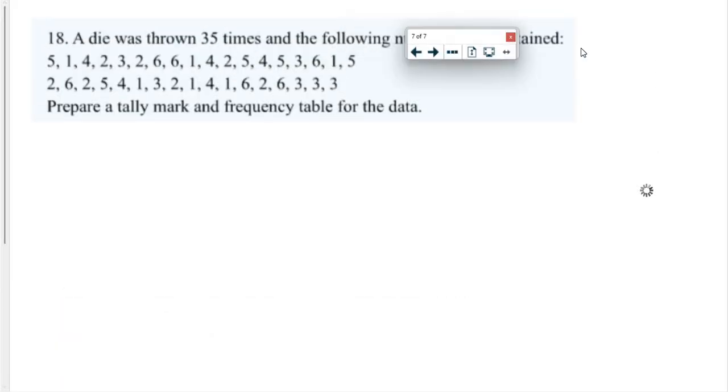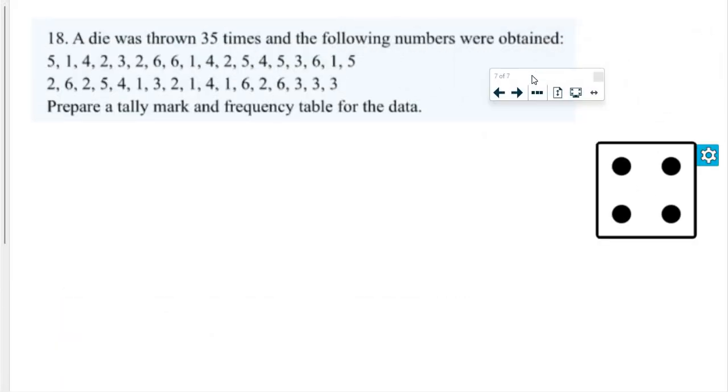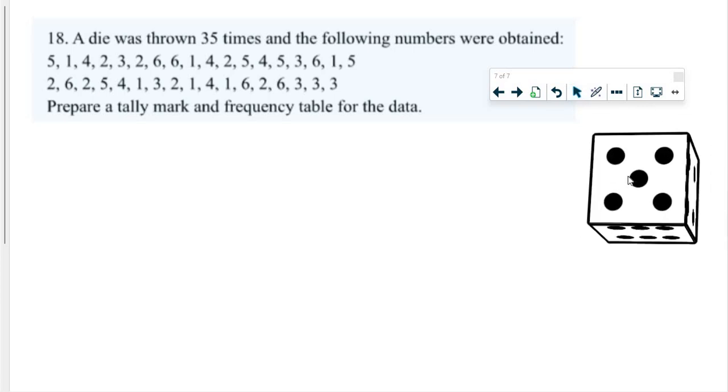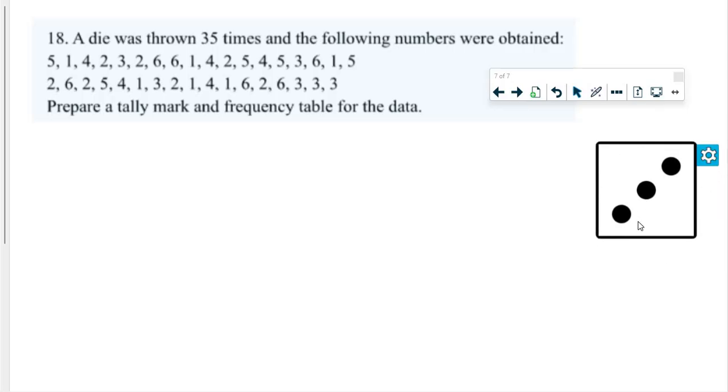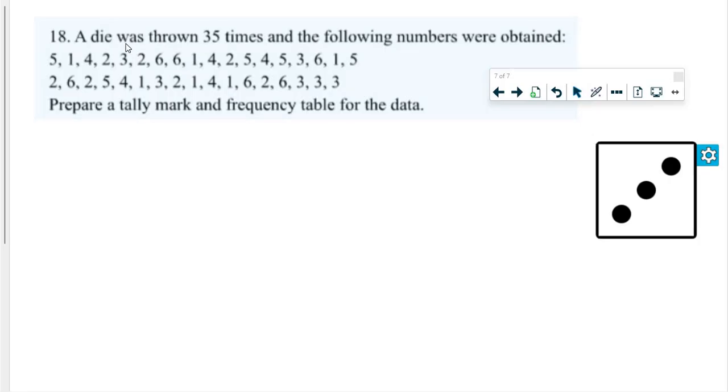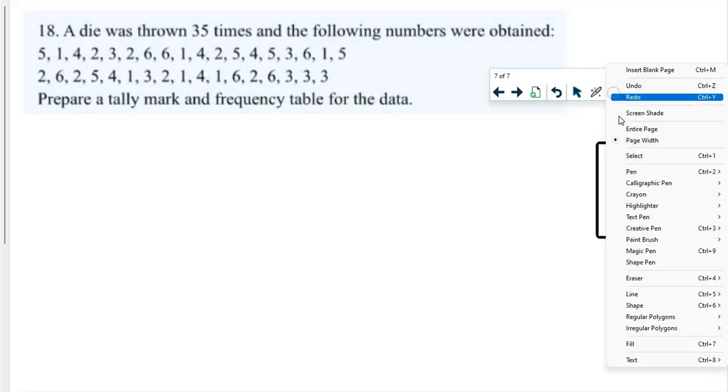And then we move to the next last two questions. Now, a die was thrown 35 times, and the following numbers were obtained. This is a die. So if you roll this die, there is a time when this die will show a face with 3 dots.